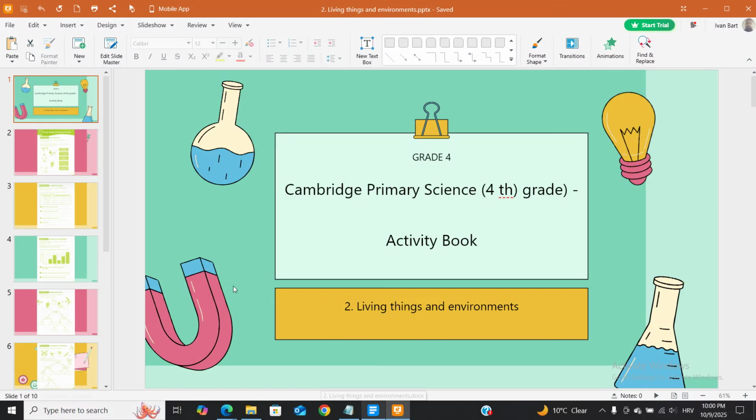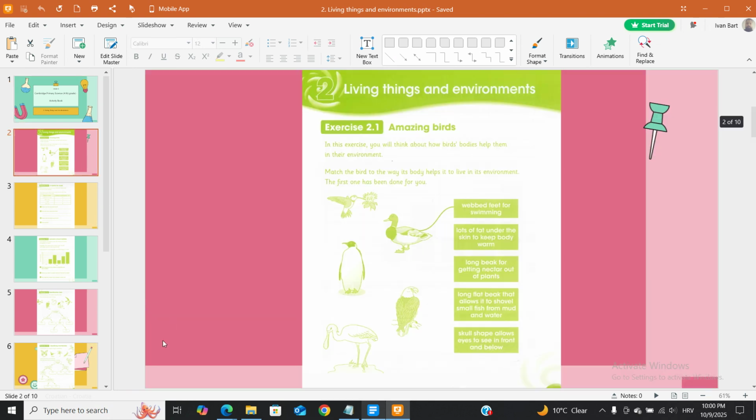Cambridge Primary Science, 4th grade. Activity book: Living Things and Environments. Exercise 2.1 Amazing Birds. In this exercise, you will think about how birds' bodies help them in their environment. Match the bird to the way its body helps it to live in its environment. The first one has been done for you.